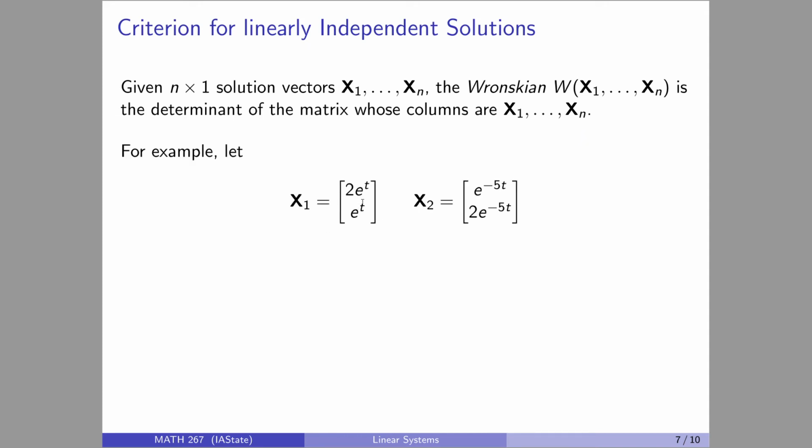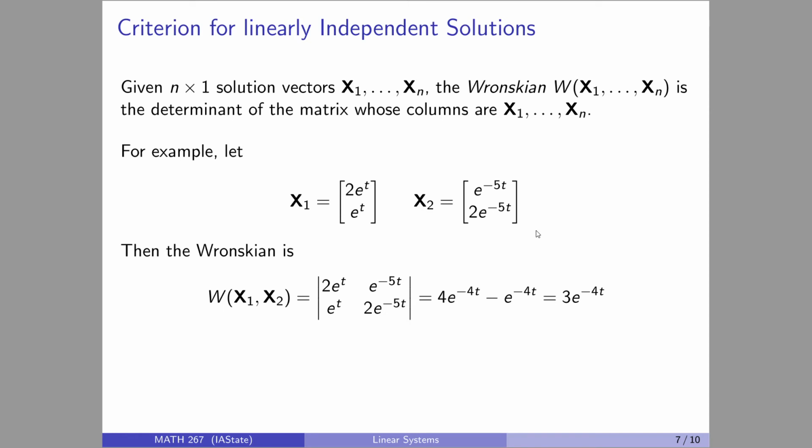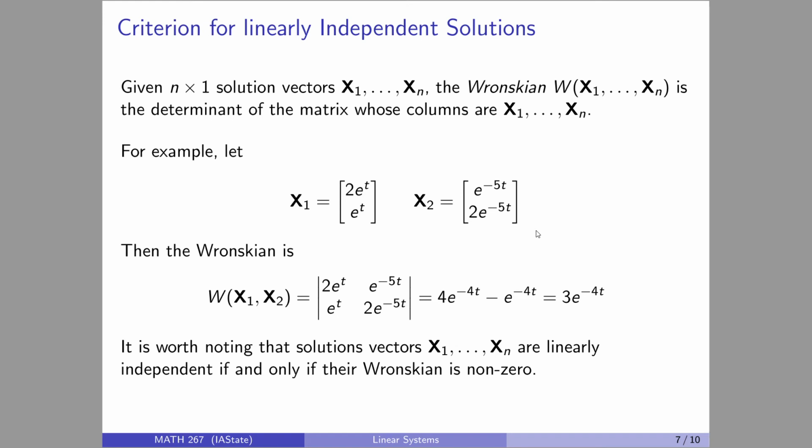So, for example, 2e^t, e^(-t)... rather, 2e^t and e^(-5t), and 2e^(-5t). We know those are solution vectors. Slap them together, take their determinant, and it's non-zero. And just as before, non-zero Wronskian means linear independence. And in this case, it actually will be an if and only if. Before, like I said, for the Wronskian being non-zero there were some extra assumptions. In our case, if your determinant is non-zero, then your matrix is invertible, which means the columns have to be linearly independent. So this is an if and only if in this case.